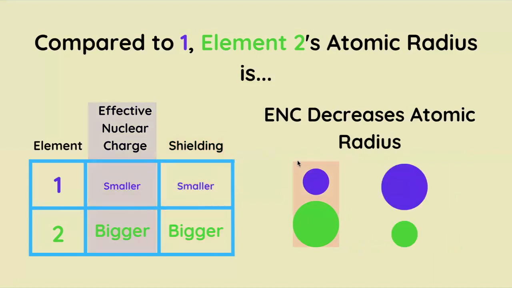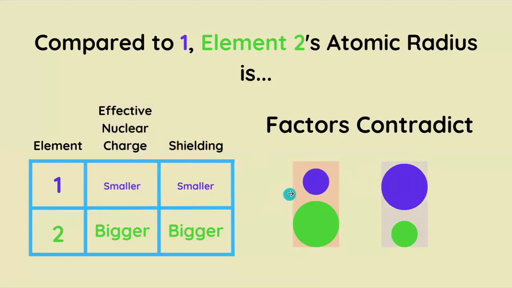Effective nuclear charge, on the other hand, decreases atomic radius. So the fact that element 2 experiences more effective nuclear charge than element 1 is evidence that 2 is smaller than 1. Both pieces of evidence contradict each other. Greater shielding says that 2 will be larger than 1, but greater effective nuclear charge says that 2 will be smaller than 1. So how are we going to reconcile this contradiction?